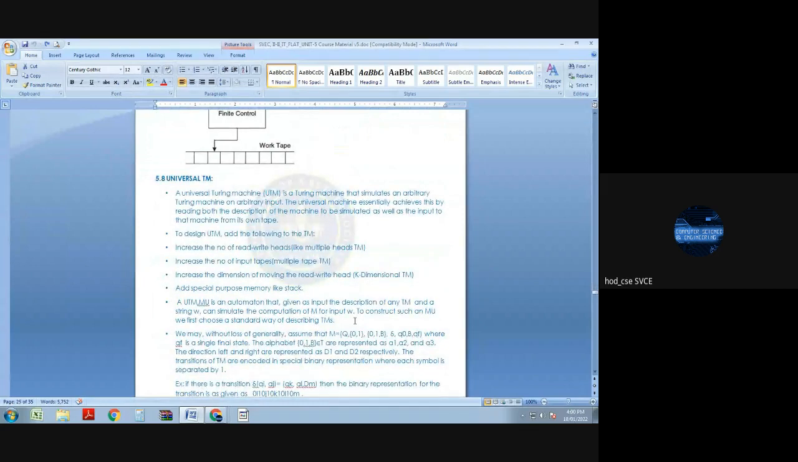The next one we have is the universal Turing machine. The universal Turing machine is a Turing machine that simulates an arbitrary Turing machine on arbitrary input. The universal machine essentially achieves this by reading the description of the machine as well as the input to that machine from its own tape.